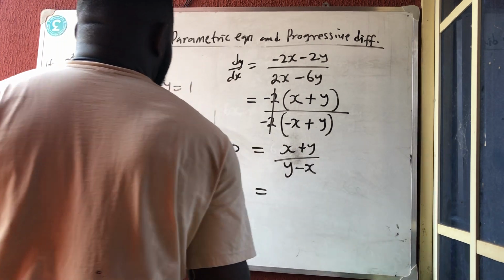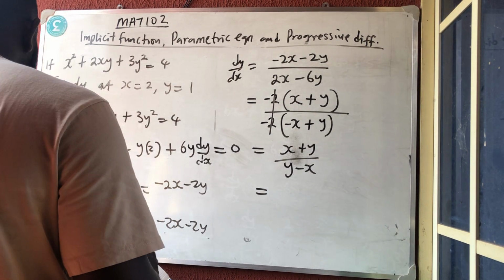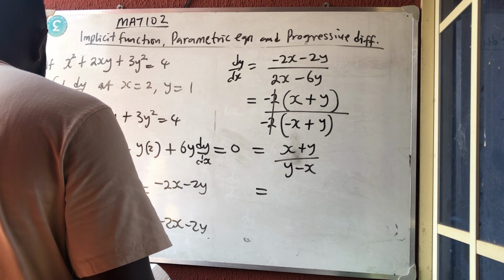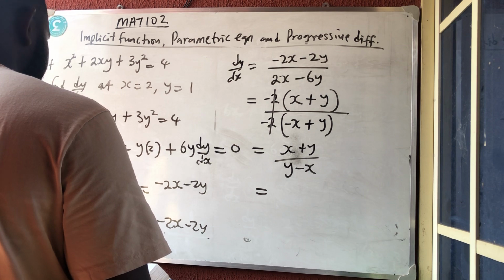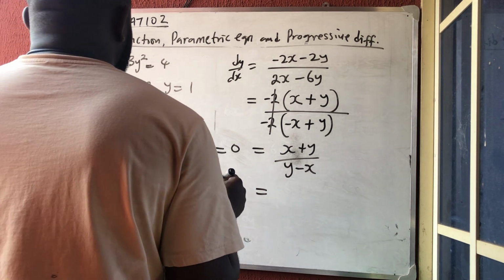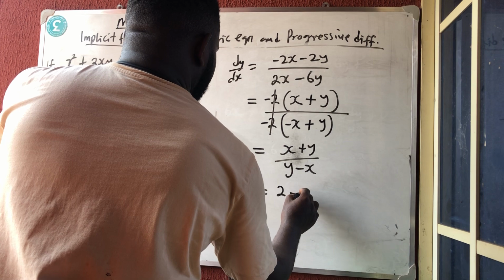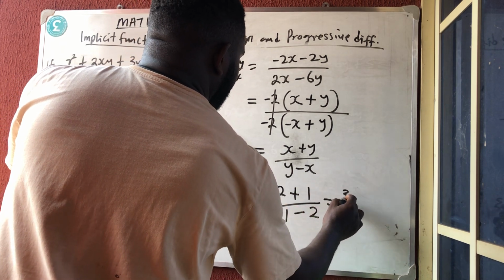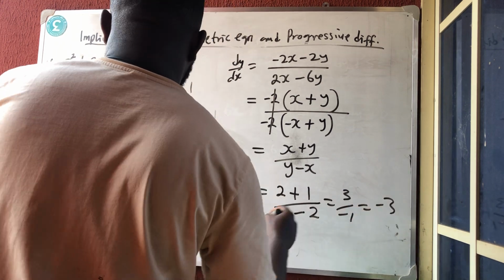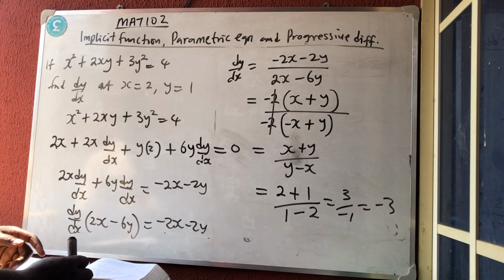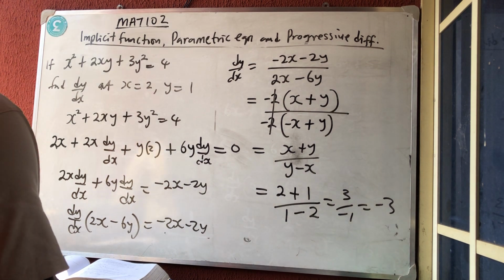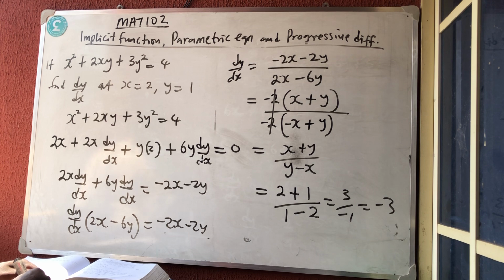So let us now apply. What do we have? What am I applying? 2 and 1. So let me apply 2: 2 plus 1 all over 1 minus 2. So I'm having 3 over minus 1, which is minus 3. Is there any mistake anywhere?